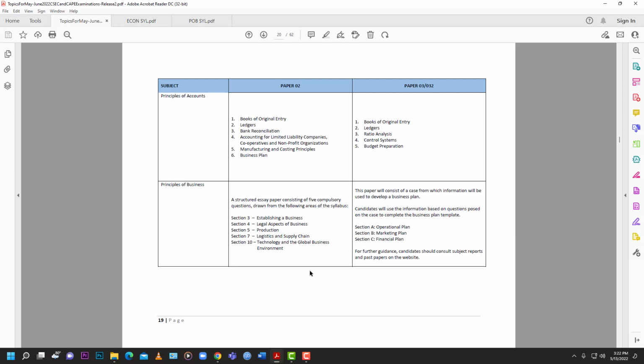For paper 3, that's normally a case study. And so they broke it down here for you. They're going to look at section A, the operational plan, section B, the marketing plan, and section C, the financial plan.